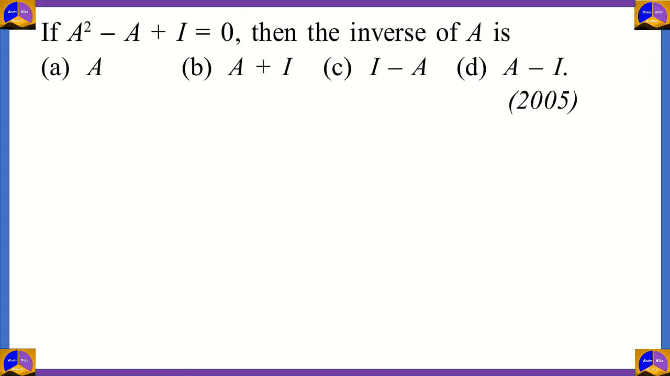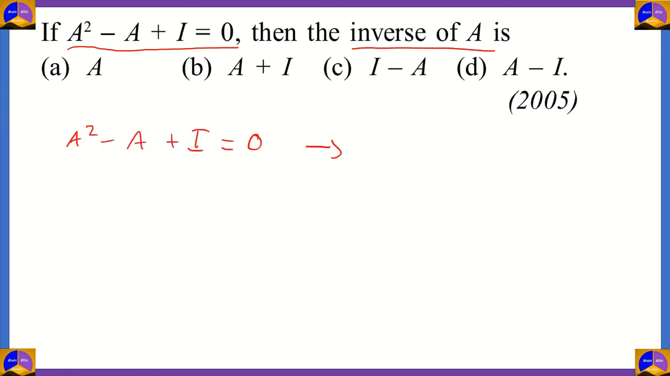Now, let's look at this question. So here we have an equation, A squared minus A plus I equals 0. Then you need to find the inverse of A. So here A is any matrix, and I is the identity matrix of, say, that same order. So how do we find the inverse of A? Well, it's pretty easy. A squared minus A plus I equals 0.